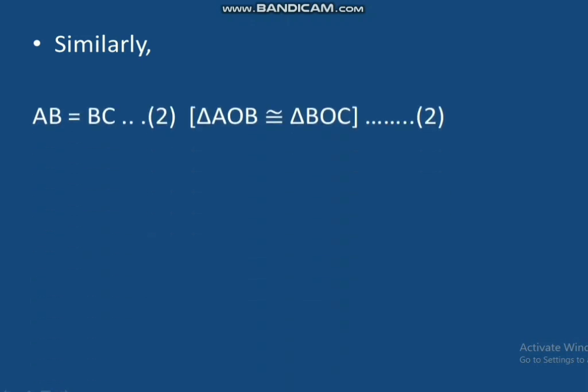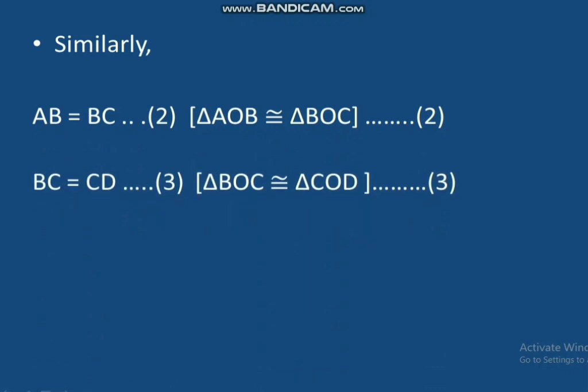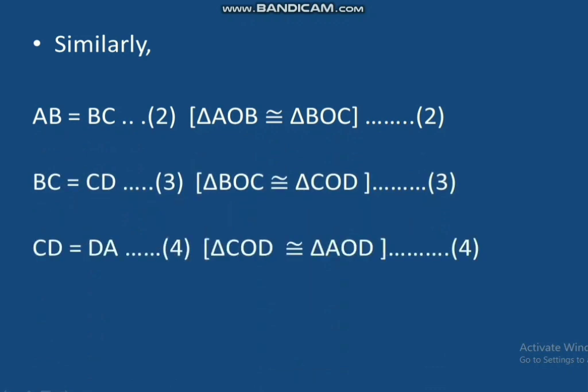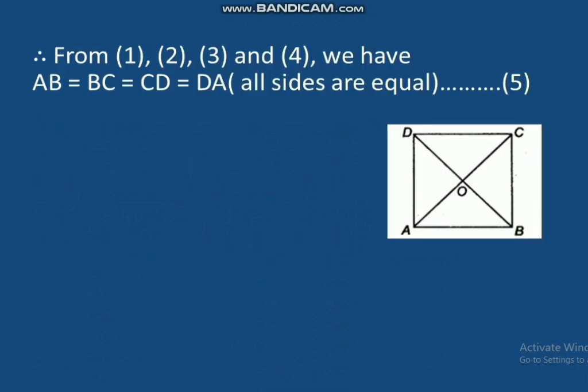Similarly, by following the same steps, we can prove that AB is equal to BC by proving the congruency of triangle AOB and triangle BOC, and BC is equal to CD by proving the congruency of BOC and COD, and CD is equal to DA by proving the congruency of COD and AOD. So there is no need to write all the proof. It is enough to write similarly AB is equal to BC, BC is equal to CD, and CD is equal to DA. And combining all this together, we can say that all the sides are equal. So our first part is over.